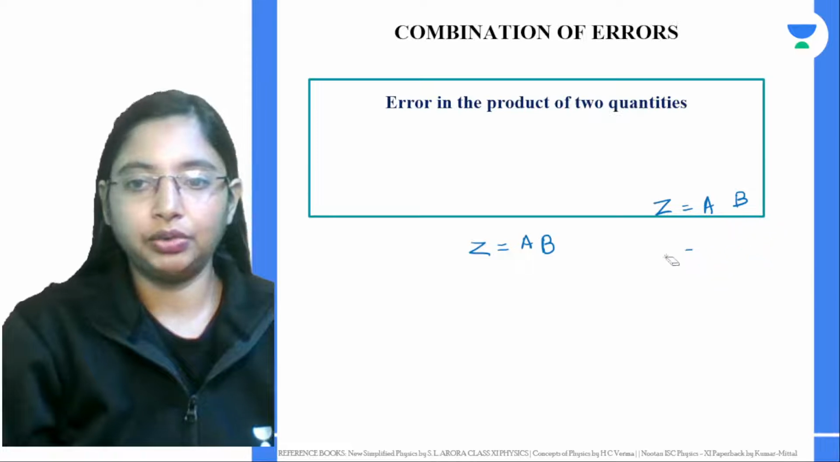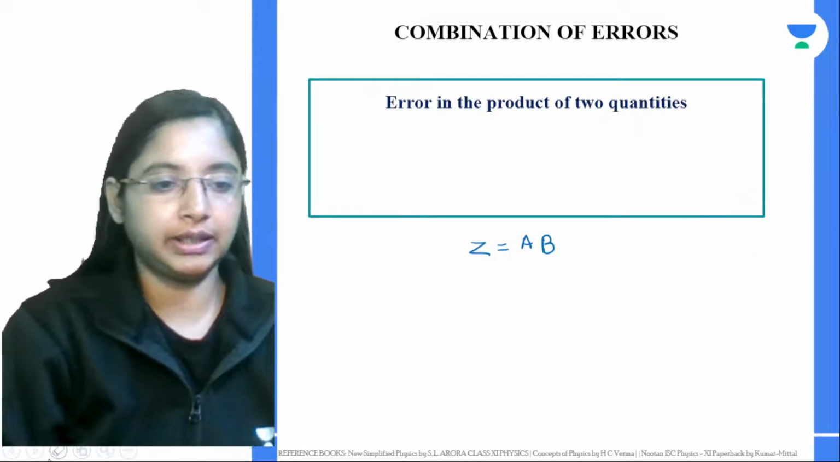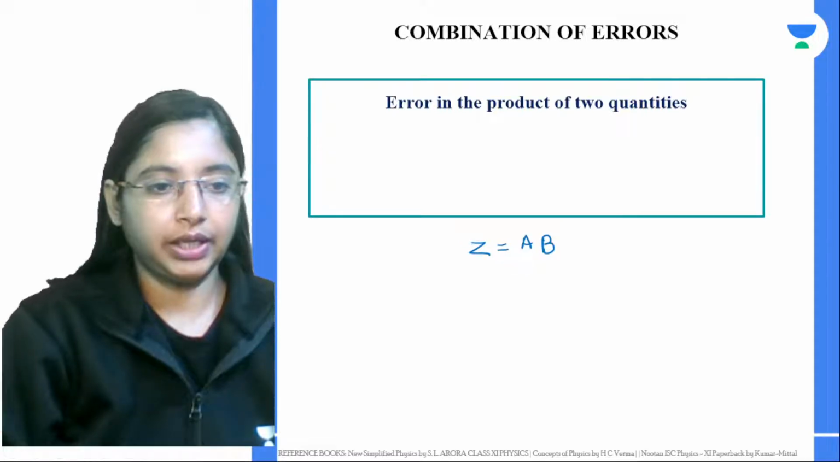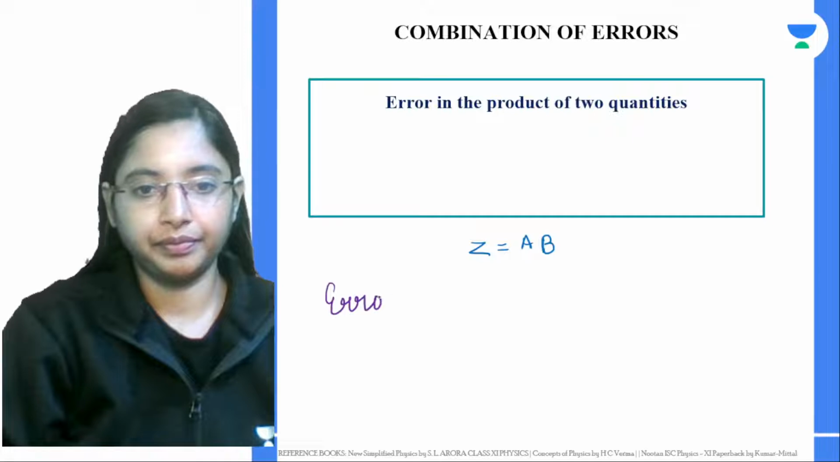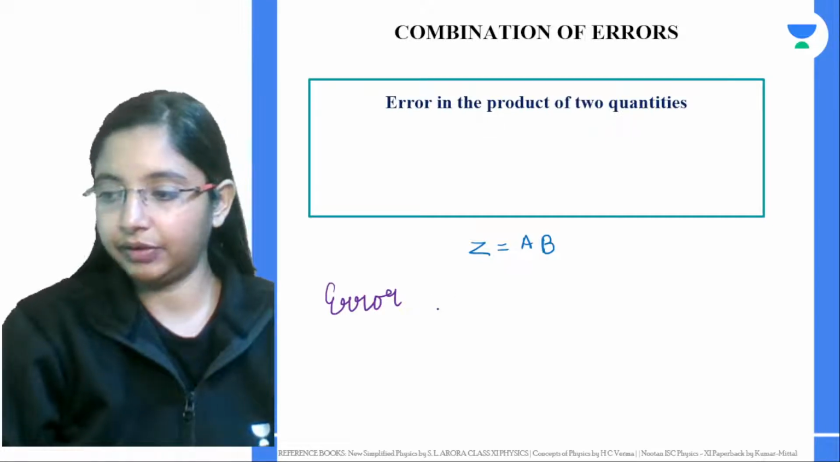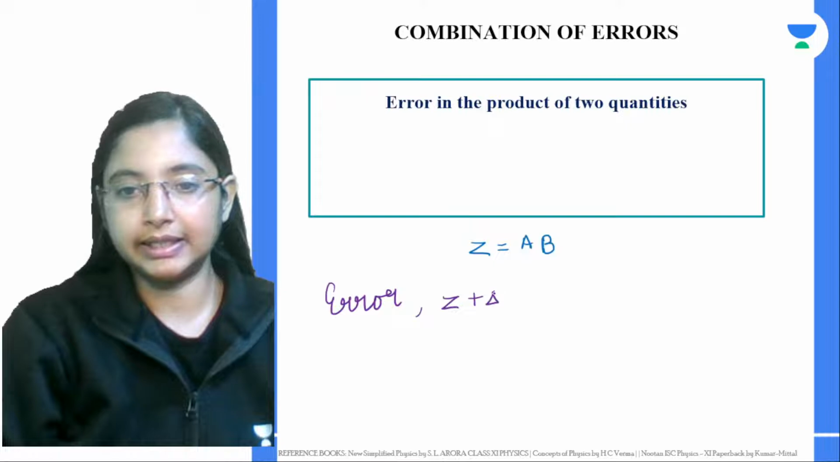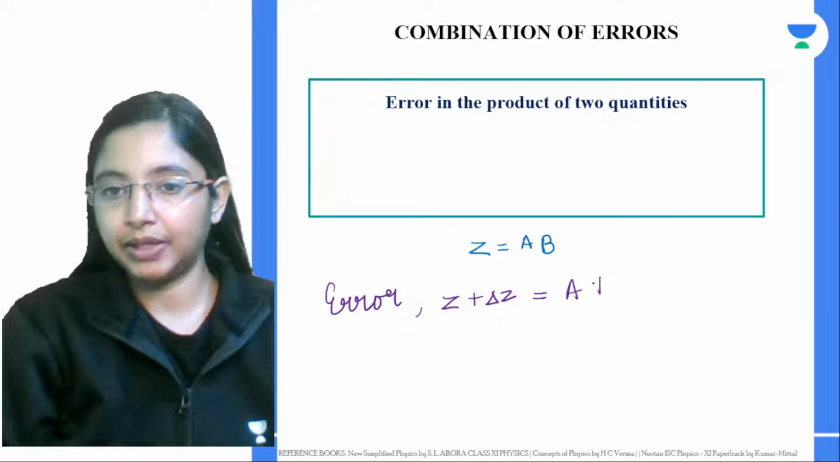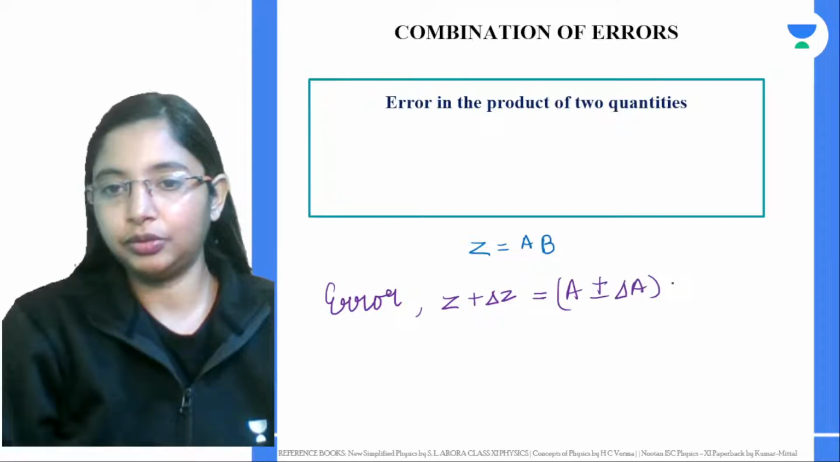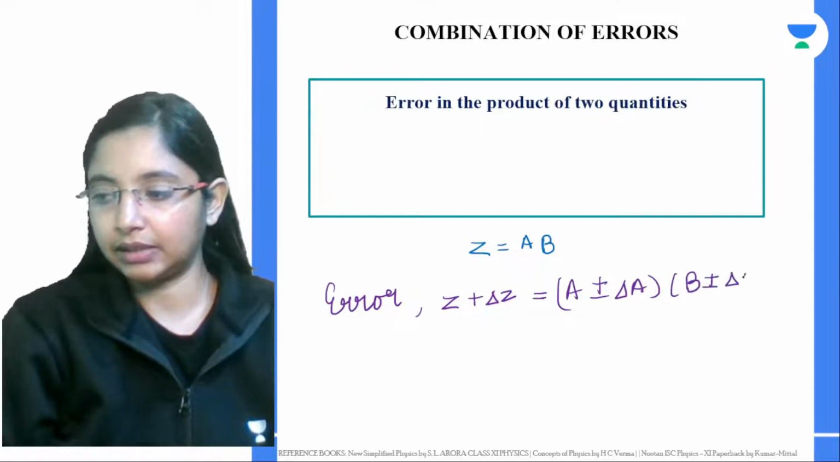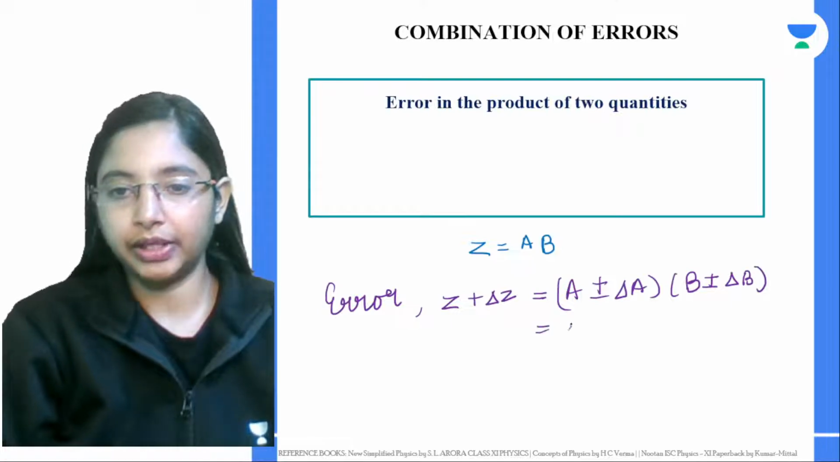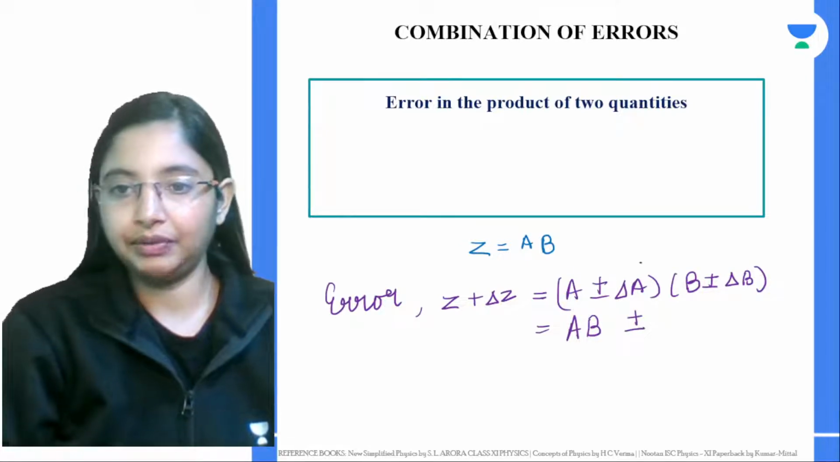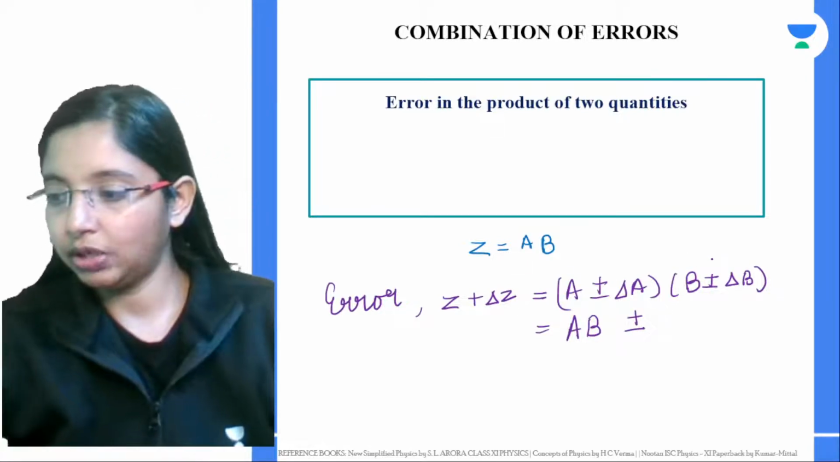So when you're doing this, what will be the error in Z? This will be Z plus delta Z. In Z, the error is delta Z. This is equal to A plus or minus delta A, into B plus or minus delta B. So here, product of A and B, you can take these two quantities, then you have plus or minus, then you have the next set of quantities. So what will be the next set of quantities?